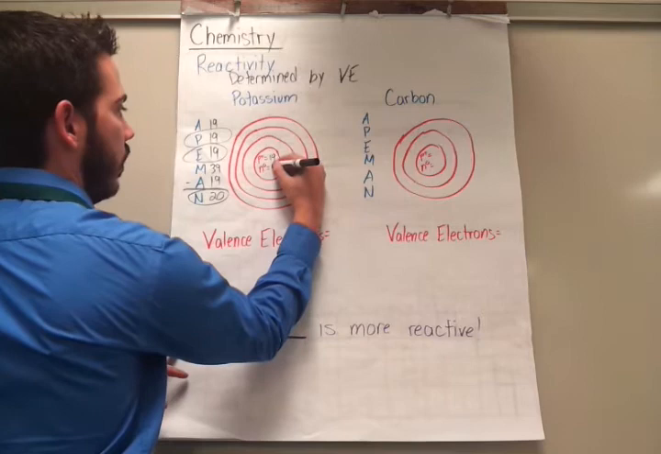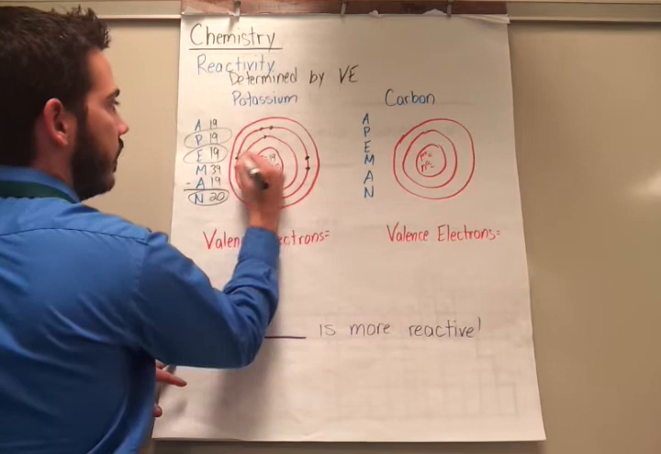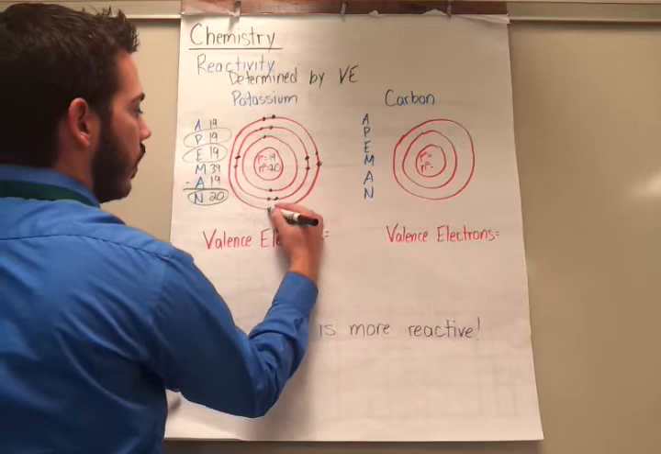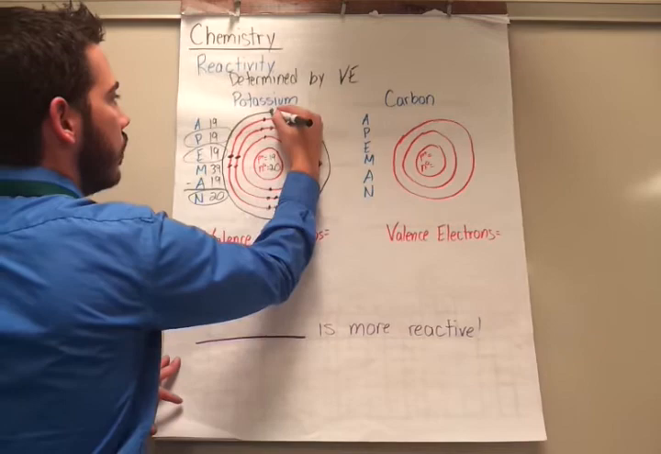And then we need 1, 2, 3, 4, 5, 6, 7, 8, 9, 10 electrons. We need more. So we're up to a total of 18 electrons. We're going to need one more in the outer shell. So valence electrons for this would be 1.